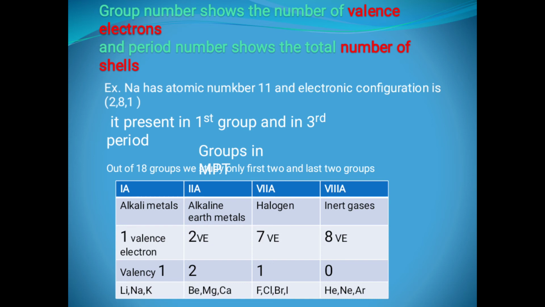In the 1A group, the examples are lithium, sodium and potassium. In the 2A group, after lithium the next is beryllium, after sodium the next element is magnesium, and after potassium the next is calcium. So the examples of the 2A group are beryllium, magnesium and calcium. The examples of the 7A group, halogens, are fluorine, chlorine, bromine and iodine. And the last, the 8A group, has helium, neon and argon. In this way, these are the 4 main groups in the modern periodic table.